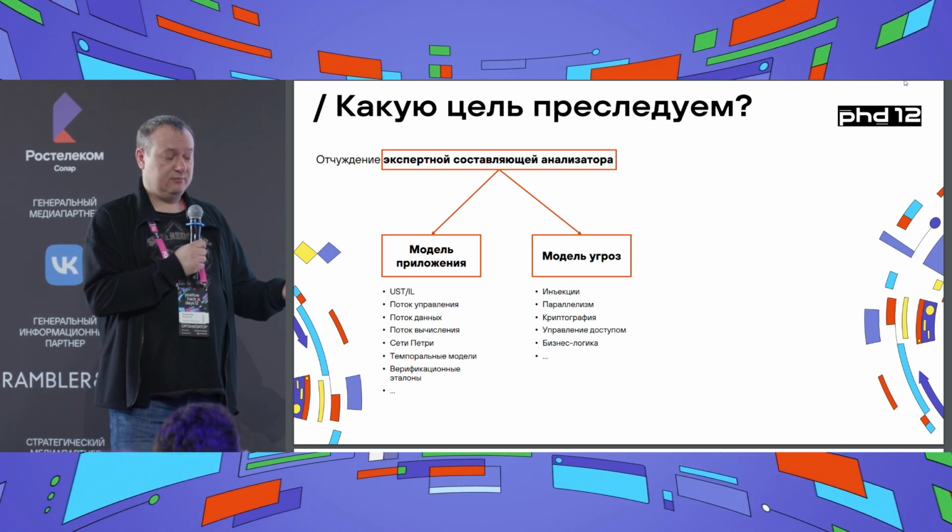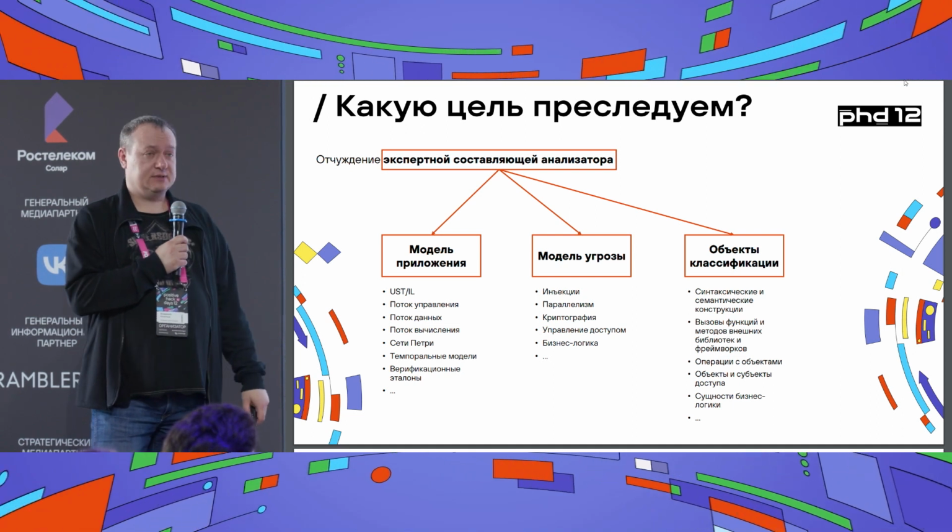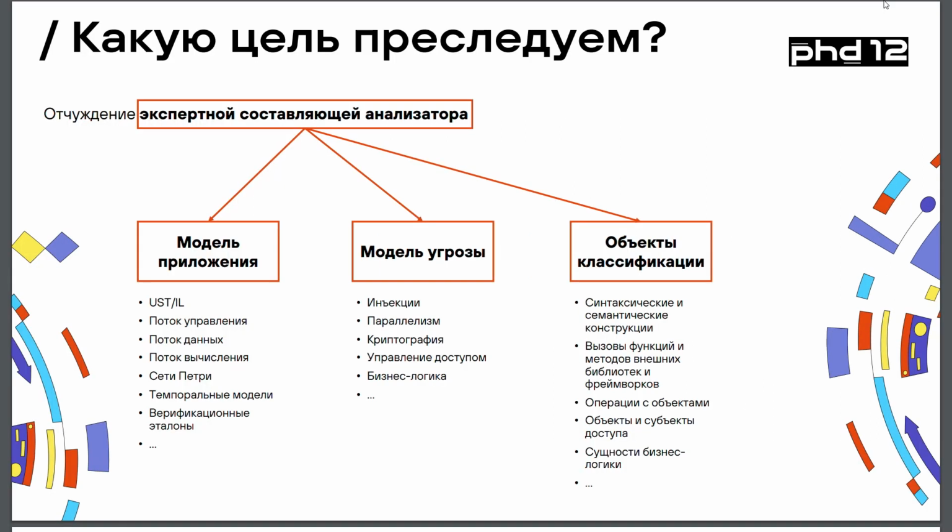Parallelism is a different issue. Cryptography, as Dmitry Sklarov was presenting, is a whole different world. Different models, different access models, discretionary, etc. Mandate models. Business logic is almost every application is a model in itself. There are countless models there. And finally, the third component is classification objects, how we link the codes to vulnerabilities.